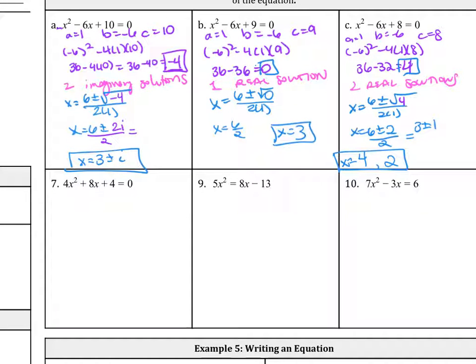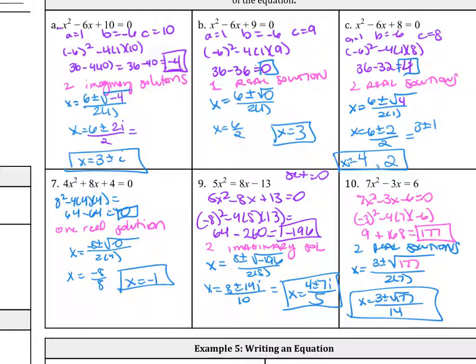So go ahead and try numbers 7, 9, and 10. All right, if you tried this out, you'd have gotten, for number 7, one real solution because it equals 0. So when you solve all the way, you get x equals negative 1. For number 9, you get negative 196, so two imaginary solutions, and you get x equals 4 plus or minus 7i over 5. Number 10, you get 177, so you get two real solutions, so x equals 3 plus or minus square root of 177 over 14.